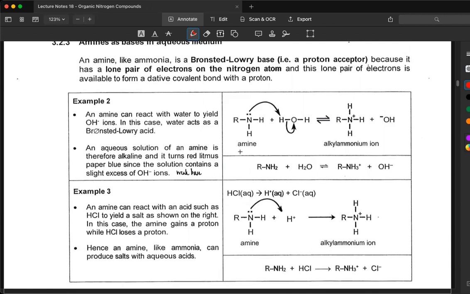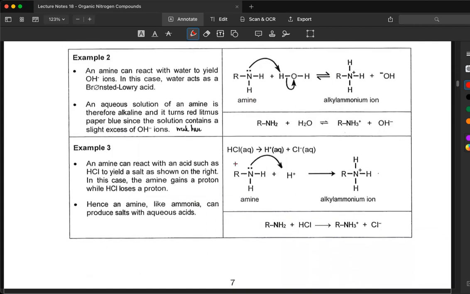The aqueous solution of the amine is therefore alkaline, as it turns red litmus paper blue, because the solution will contain some excess OH- ions, but it's not a strong alkali, okay? An amine can react with an acid such as HCl to produce a salt shown on the right. So the amine gains the proton while HCl loses the proton. Hence, an amine like ammonia can produce salts with aqueous acid.